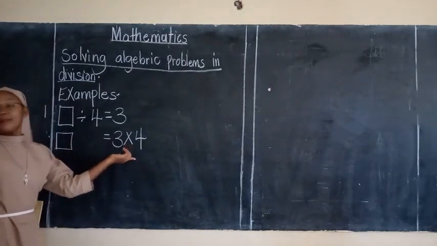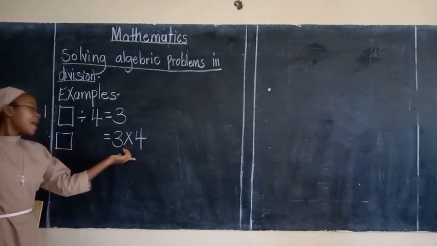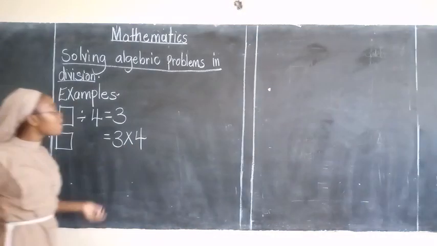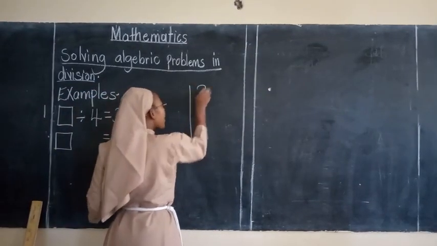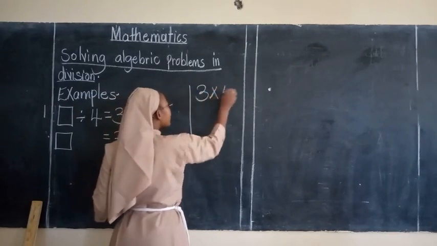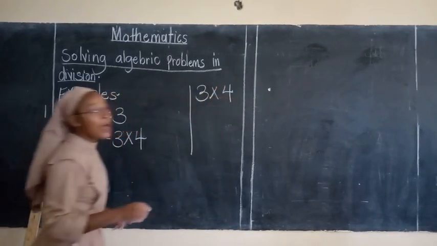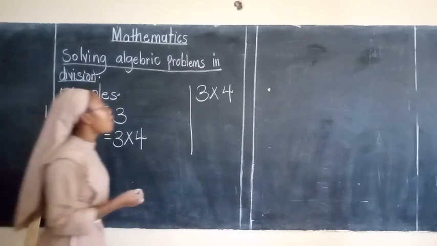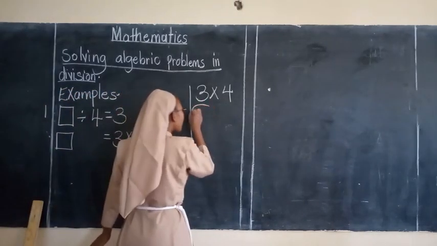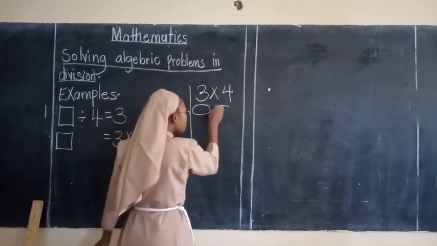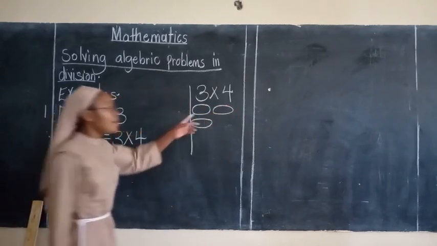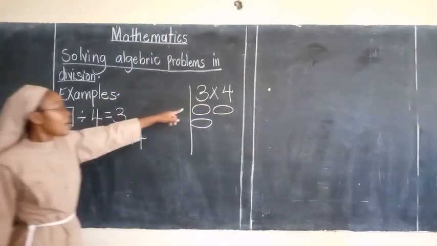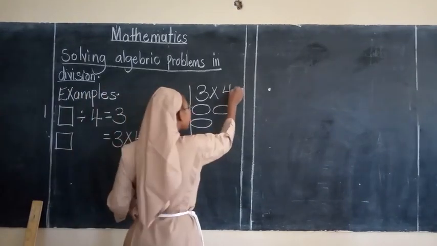Now, what does this mean? Good. Shall say 3 groups of 4. Do we multiply from here? No. We come here in our side work. So we shall make 3 groups of 4. We draw our 3 groups. 1, 2, 3. These are our 3 groups.